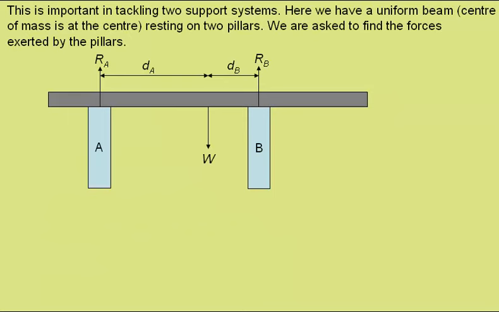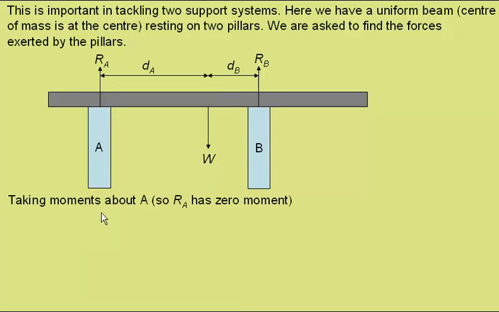Taking moments about any point we wish is important in tackling 2 support problems like this one. Here we have a uniform beam. This is the beam here. Uniform just means that we can take the centre of mass as acting at the centre of the beam. It's resting on 2 pillars, A and B, and we're asked to find the forces exerted by the pillars, which I've called RA, reaction force A, and RB, reaction force B. I've marked in distances here, distance A to the weight and distance B to the weight.